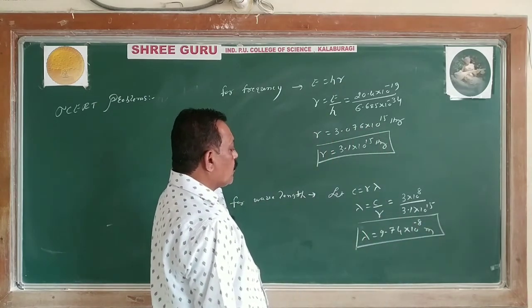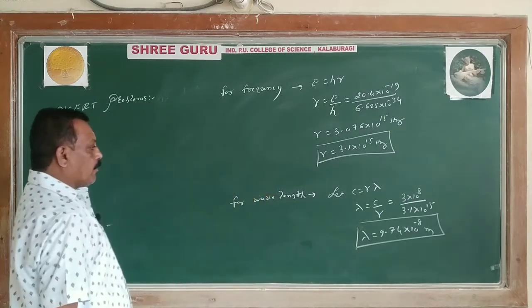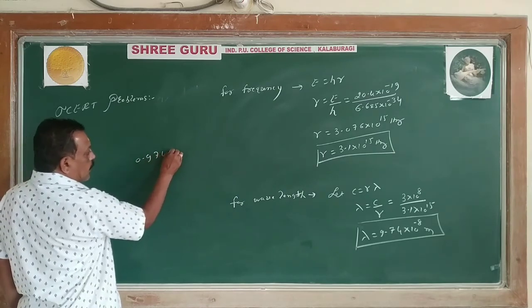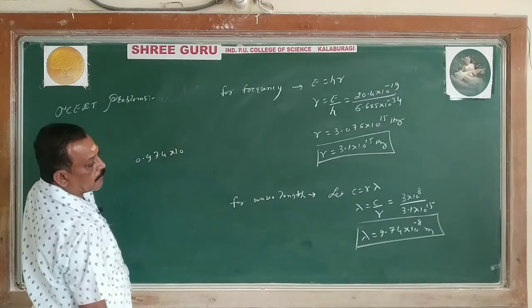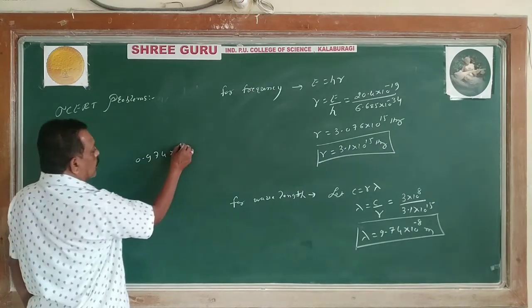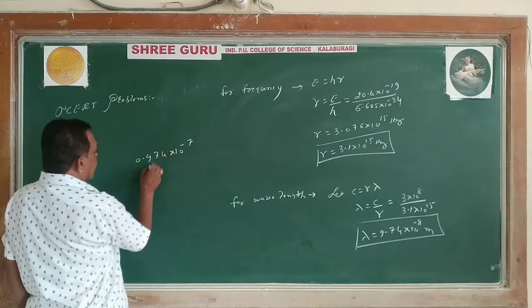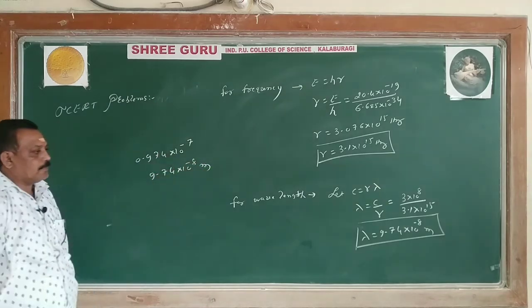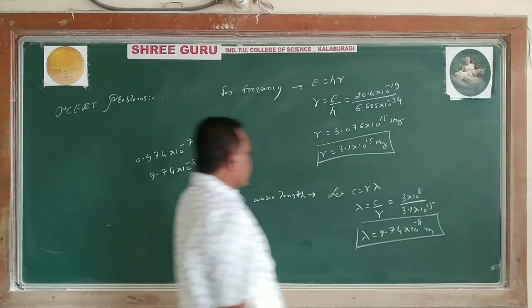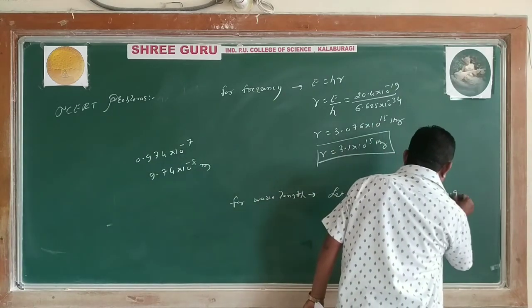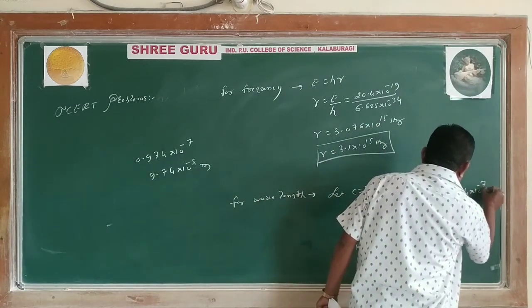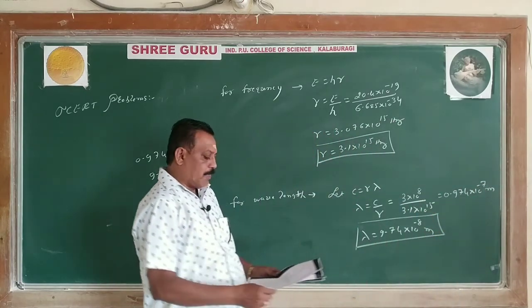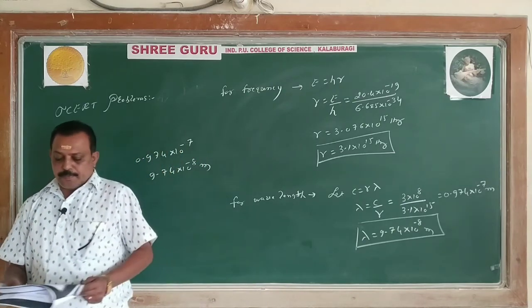0.974 into 10 to the power of 8 minus 15, 7 हो जाता. 0.974 into 10 to the power of 8 minus 15 minus 7, एक जगह हटा दो. 9.74 into 10 to the power of -8 ये है. राइट, इसको आप ऐसा भी लिख सकते हैं 0.974 into 10 to the power of -7 मीटर. ये जगह इधर ले लो, यहाँ पे रेस करो. 9.74 into 10 to the power of -8 मीटर.